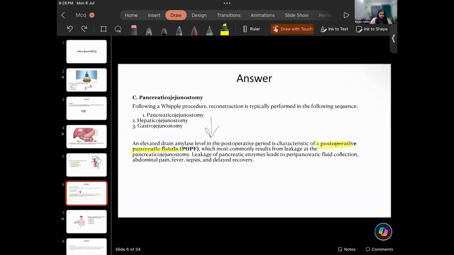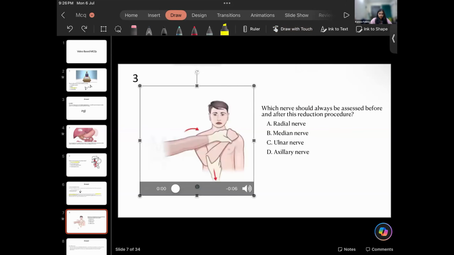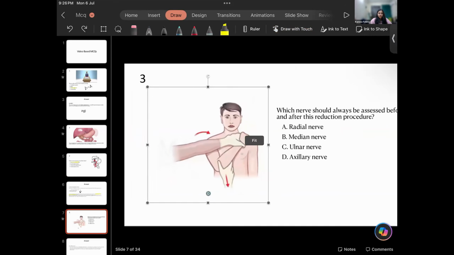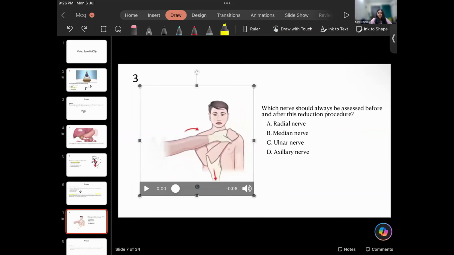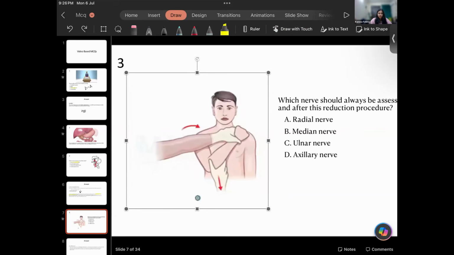So we move to the next question. Which nerve should always be assessed before and after this reduction procedure? So what is this reduction procedure? First, we have to identify. Then what it is used for, that we have to come to the clue, and then which nerve will be assessed. So it is a three-step question.